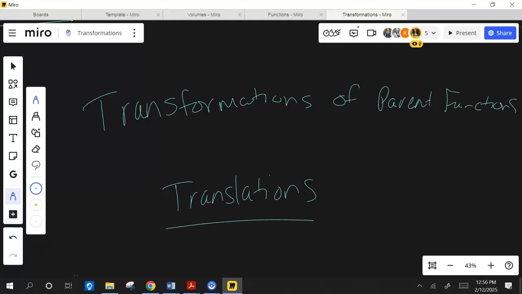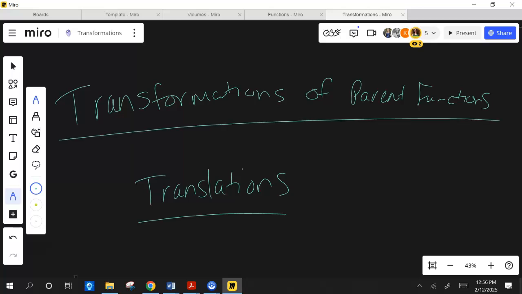Technically, you should have already known parent functions, like those three. I showed it to you like you didn't know them. That was kind of like a background thing on parent functions. And so we're going to talk about 1, 2, 3, 4 types of transformations. The first being translation.